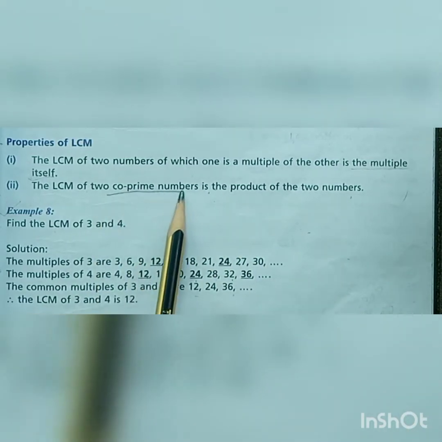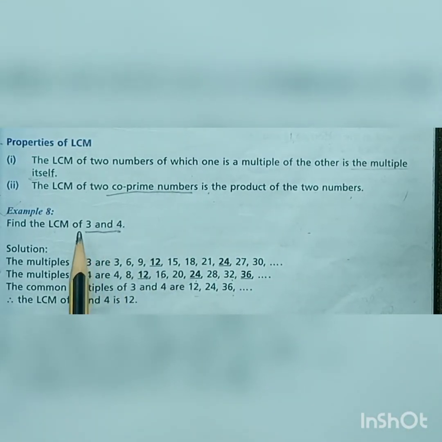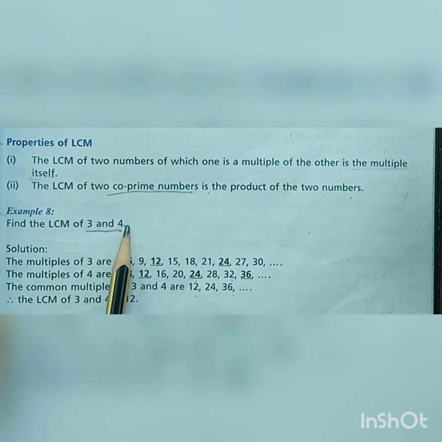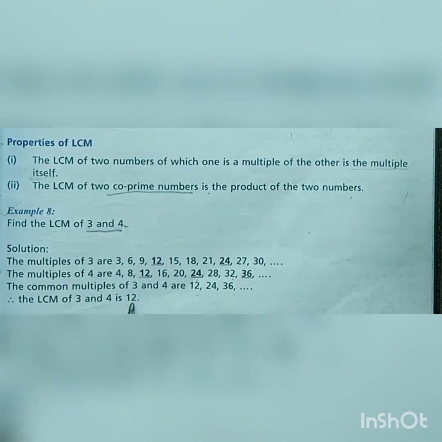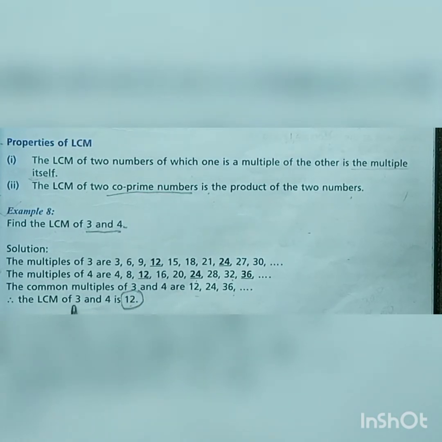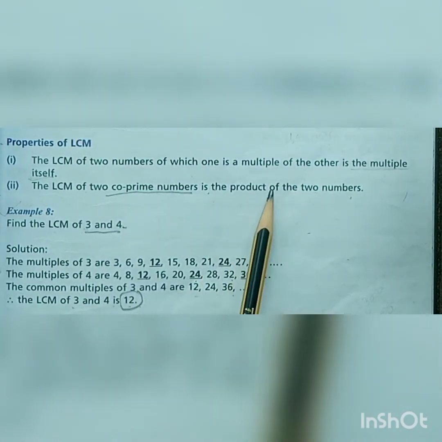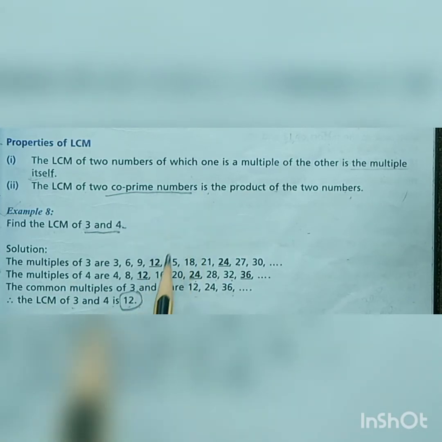The second property of LCM: the LCM of two co-prime numbers is the product of the two numbers. The co-prime numbers are 3 and 4. 3 and 4 are co-prime numbers because their HCF is 1. Find the LCM of 3 and 4. The answer is 12. Students, you can see that the answer is 12. 3 4s are 12, so it is the product of the two numbers.